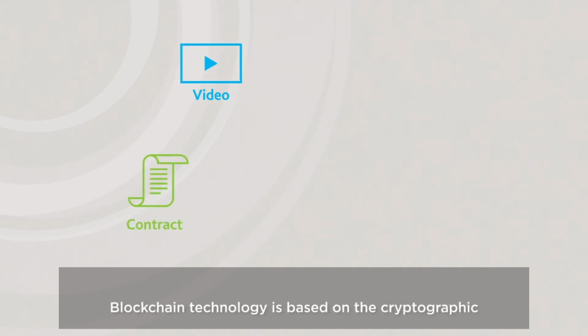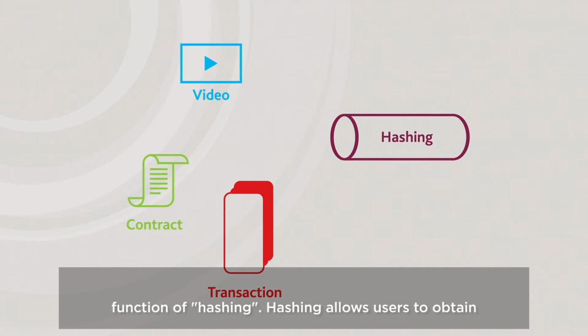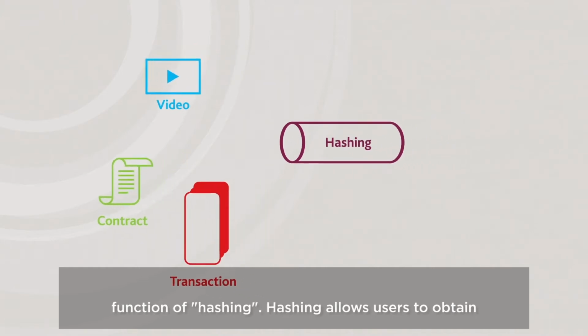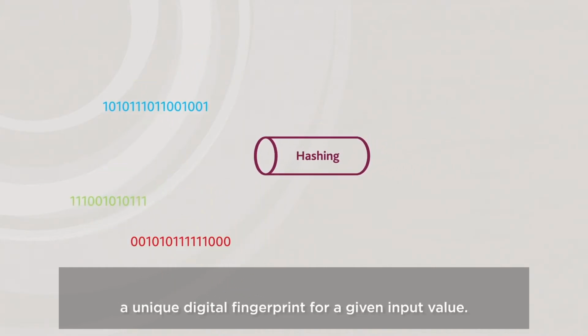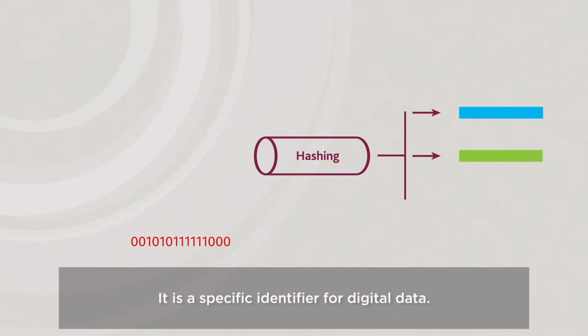Blockchain technology is based on the cryptographic function of hashing. Hashing allows users to obtain a unique digital fingerprint for a given input value. This means that no two separate input values will ever produce the same fingerprint. It is a specific identifier for digital data.